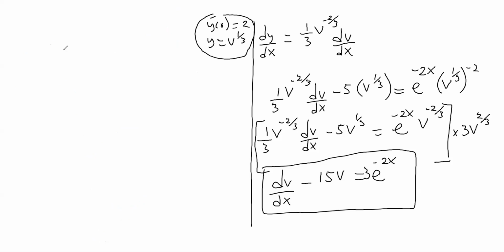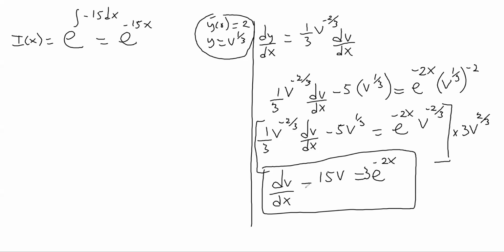Okay, so I want to find my r of x, which is equal to e raised to the integral. Now I consider this guy, minus 15, so minus 15 dx. If I integrate that, I will have e raised to the minus 15x.